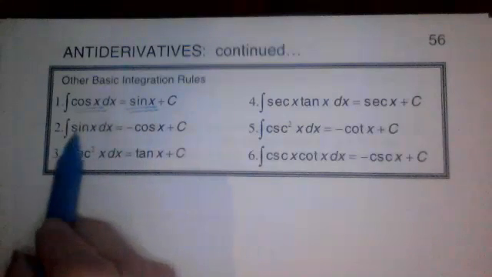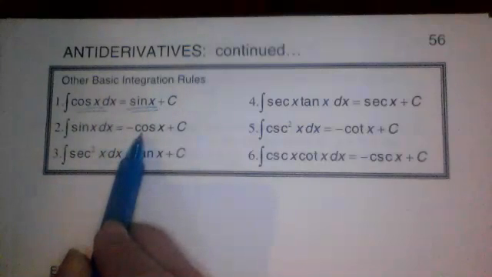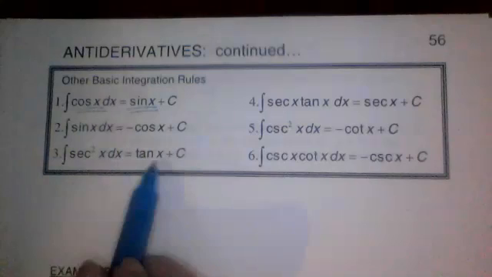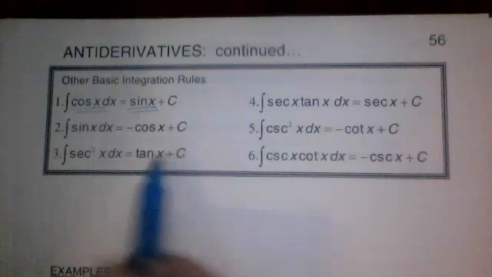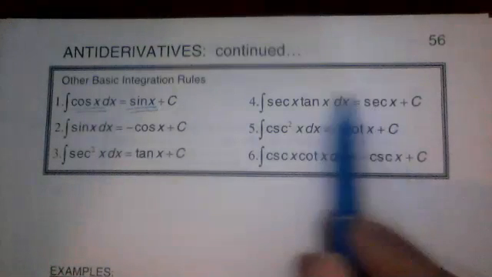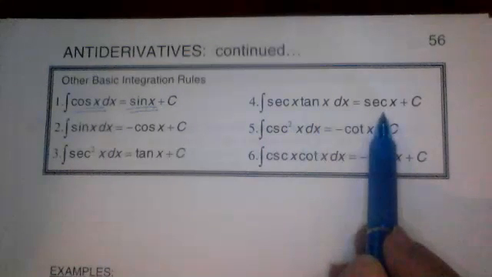So in order to take care of that negative, we would have to make the antiderivative negative cosine. Also, remember the derivative of tangent is secant squared. So if I integrate secant squared, I'm going to get tangent. Same here, derivative of secant is secant tangent. So antiderivative of secant tangent would be secant.